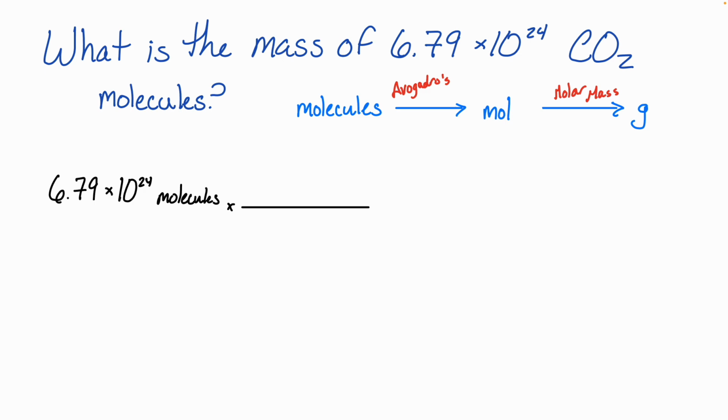Okay, I'm going to have to divide by Avogadro's number. That's 6.0221 times 10 to the 23 are in 1 mole of CO2.